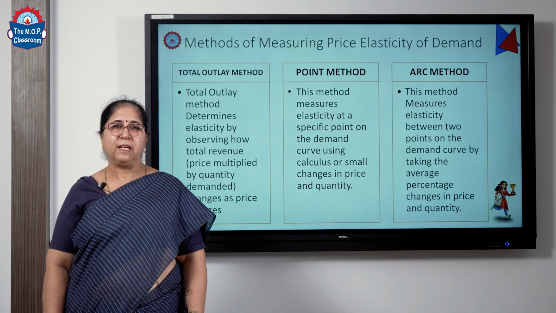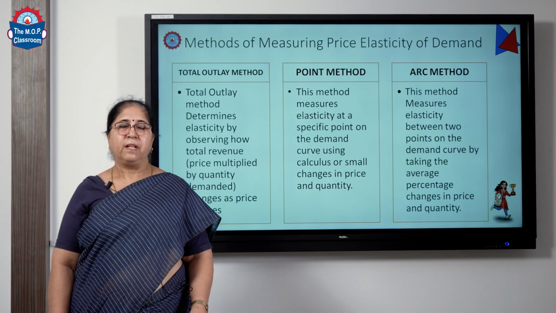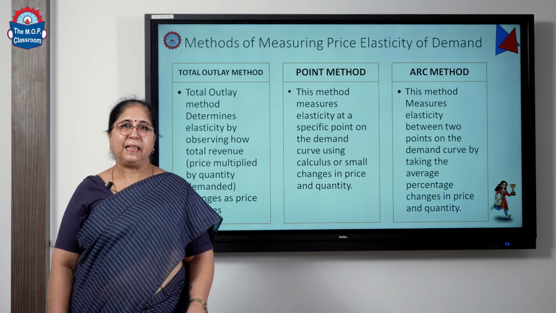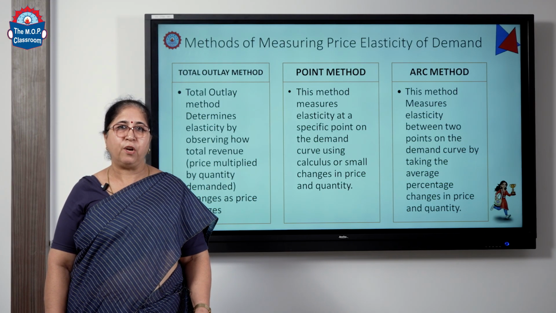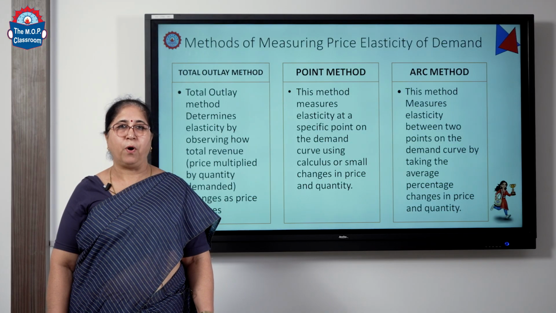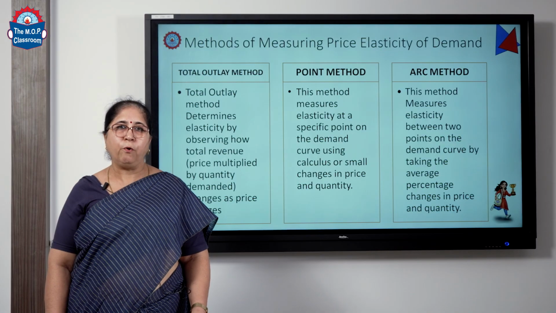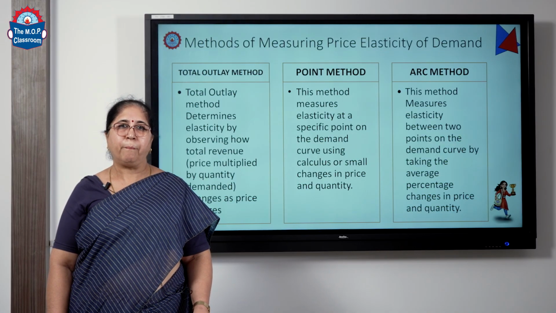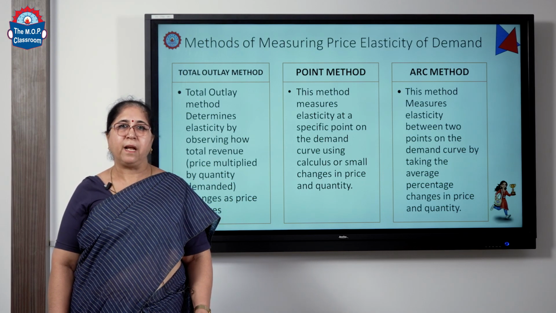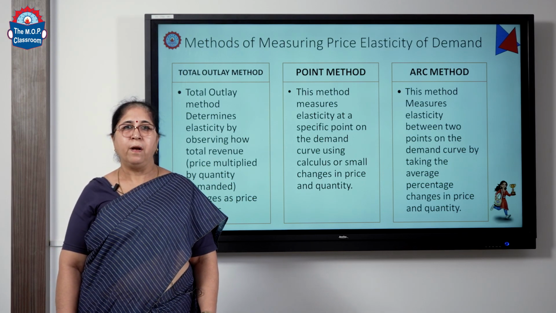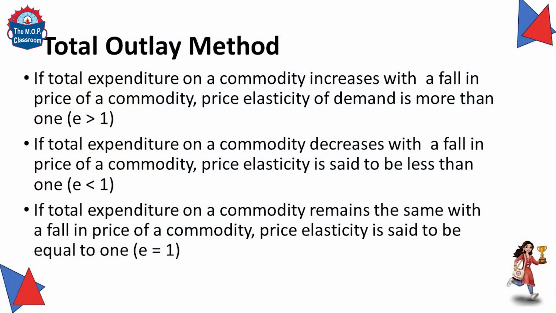Total outlay method is a method which demonstrates that whenever there is a change in price, there will be change in quantity demanded, and that change in quantity demanded will impact the expenditure that you as an individual are doing on that particular commodity. Whereas point method takes you through a geometric route where you measure price elasticity of demand on a particular point on a given demand curve. And arc method is basically a measurement of price elasticity of demand between the 2 points on the given demand curve.